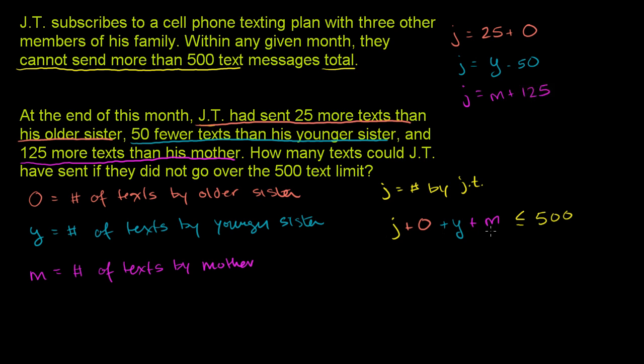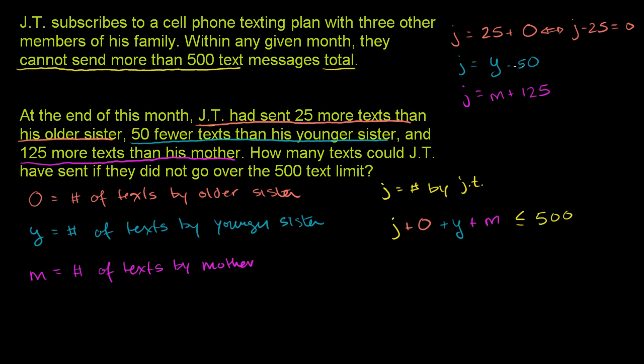Now, I want this equation all in terms of J, because we want to say how many texts JT could have sent. So let's solve for O in terms of J, solve for Y in terms of J, and solve for M in terms of J. And then we can substitute back over here. So if J is equal to 25 plus O, if we subtract 25 from both sides of this equation, we get J minus 25 is equal to O.